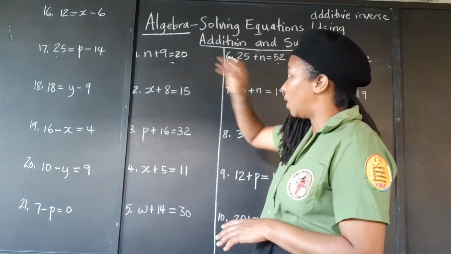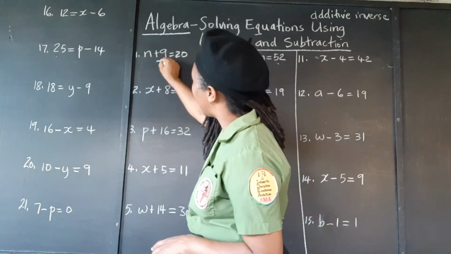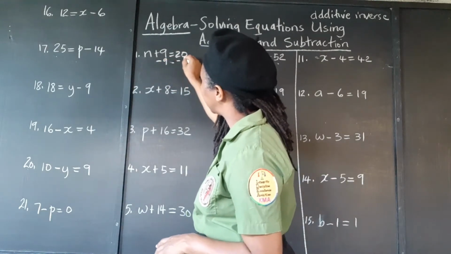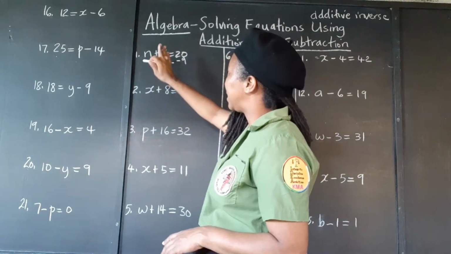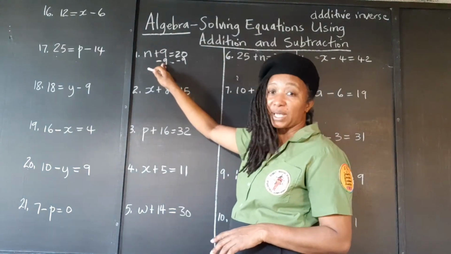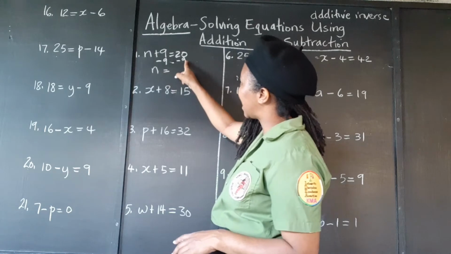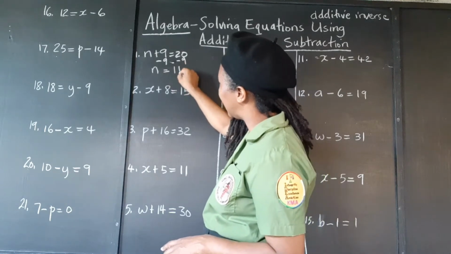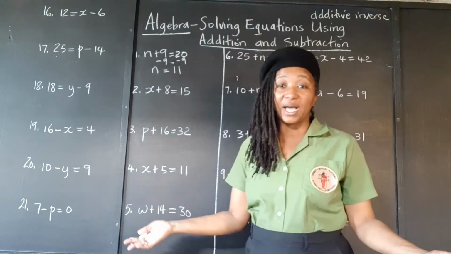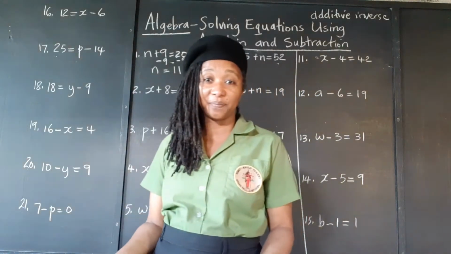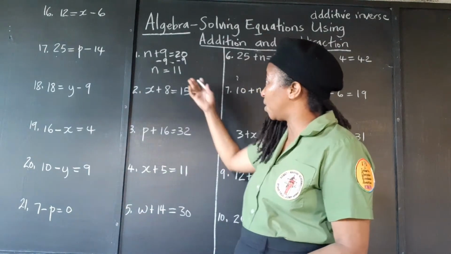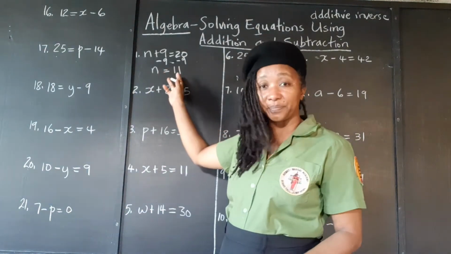So we want n by itself. We're going to take away 9 from both sides. When we take away 9 from 9, we get 0, so we're left with n. And when we take away 9 from 20, we get 11. And there we have solved our equation. See, we found out that n is 11.